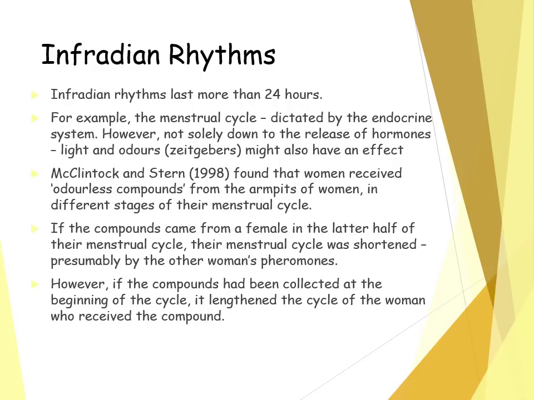If that compound came from a female in the latter half of her menstrual cycle, the receiver's menstrual cycle was shortened due to the other woman's pheromones. If the compounds had been collected from a woman at the beginning of her cycle, that caused the other woman's menstrual cycle to lengthen. So this indicates that there are external factors that can influence infradian rhythms.